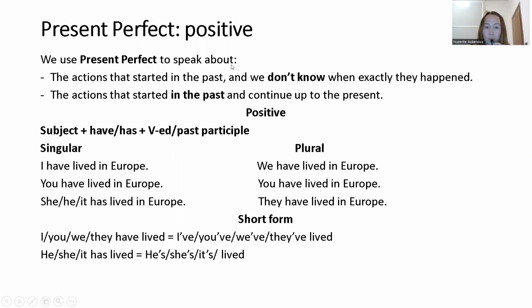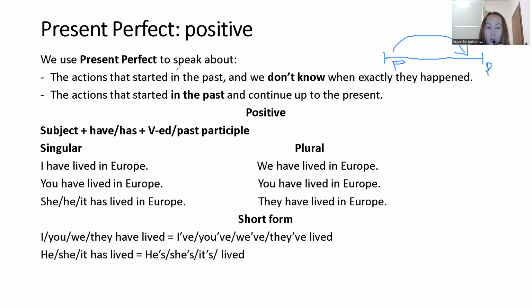We use present perfect to speak about the actions that started in the past, and we don't know when exactly they happened. So, for example, let's say it started in the past, and then until now it is finished. Yes, so this is past simple, and this is past simple, and then it's present perfect. So it started in the past, and we don't know when exactly they happened.